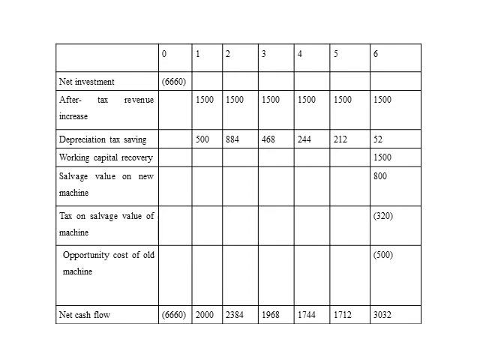Working capital recovery is usually at the last year, that's why we put it here in year 6 only. Salvage value also happens at the end of the machine's life, that's why we put it at year 6. The tax on salvage value we calculated by multiplying the tax rate times the 800.